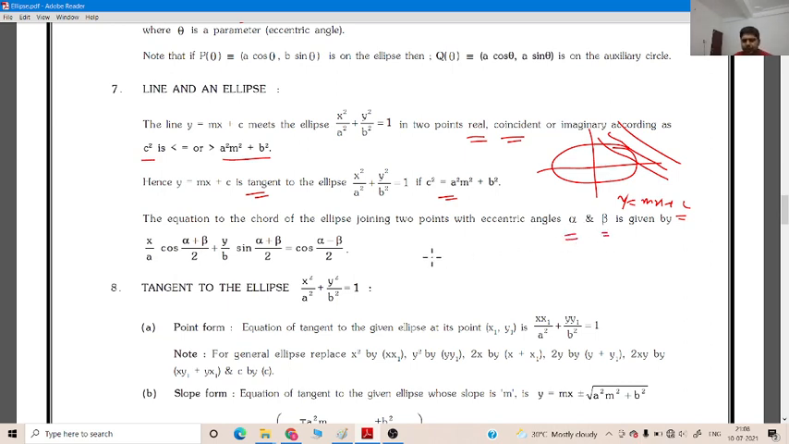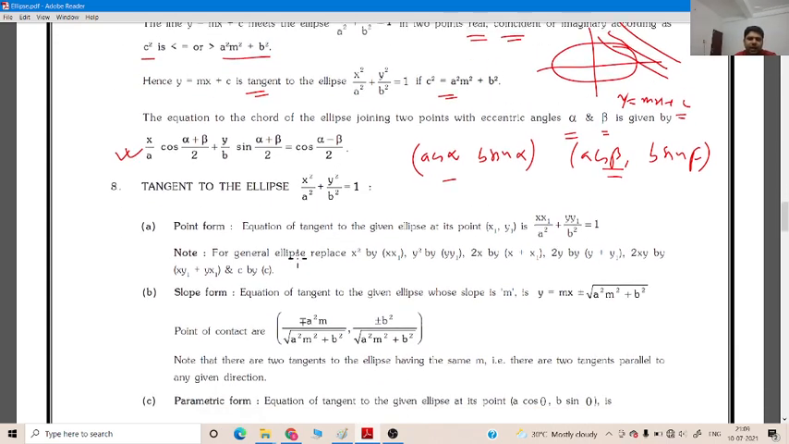Consider two coordinates: a cos alpha, b sin alpha, and another point a cos beta, b sin beta. One point is a cos alpha, b sin alpha, and another is a cos beta, b sin beta. By using these 2 points and the 2-point form, you can find the equation of the chord of the ellipse joining these 2 points.